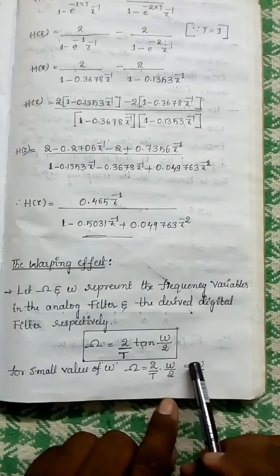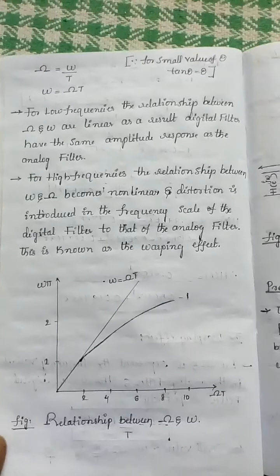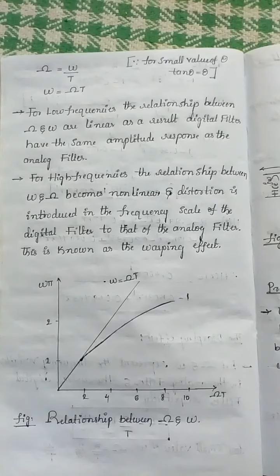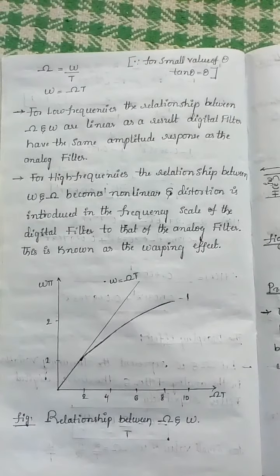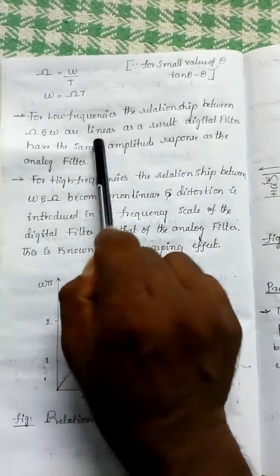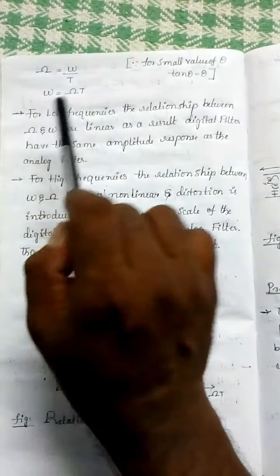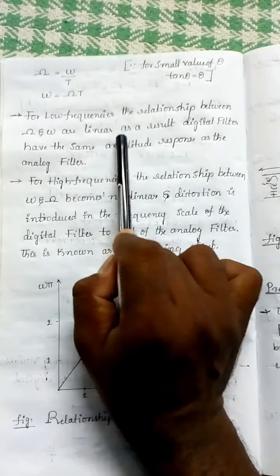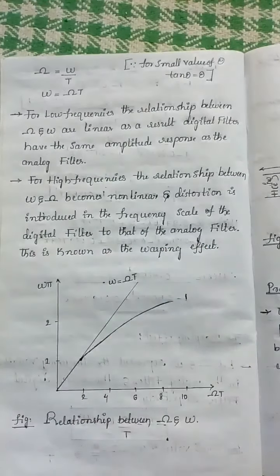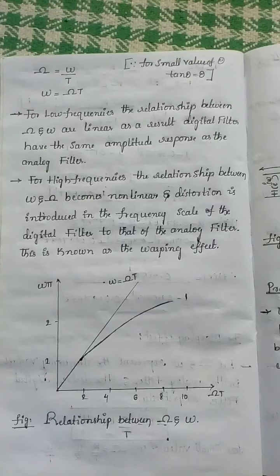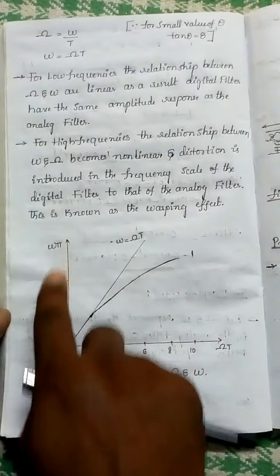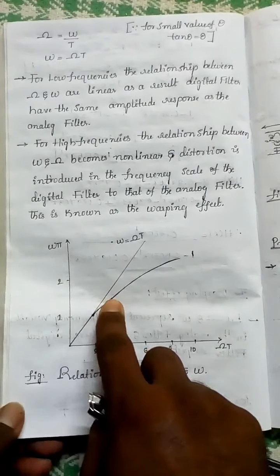In this you write the omega value. What is the value of omega? Omega should be equal to Ohm into T, by cross multiplying. Here two phenomena are very important. That phenomena is, for low frequencies the relationship between Ohm and omega is linear. As a result, the digital filter has the same amplitude response as the analog filter. So this is our first phenomenon.